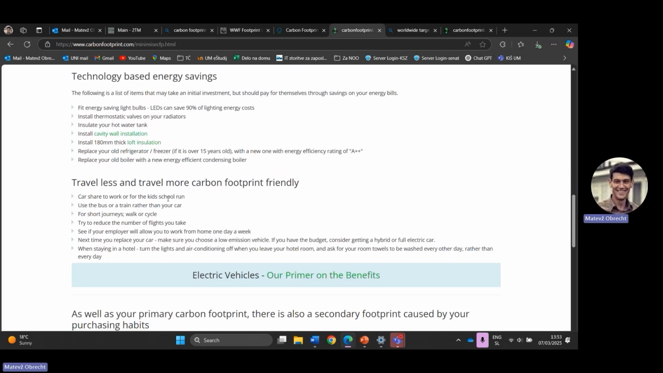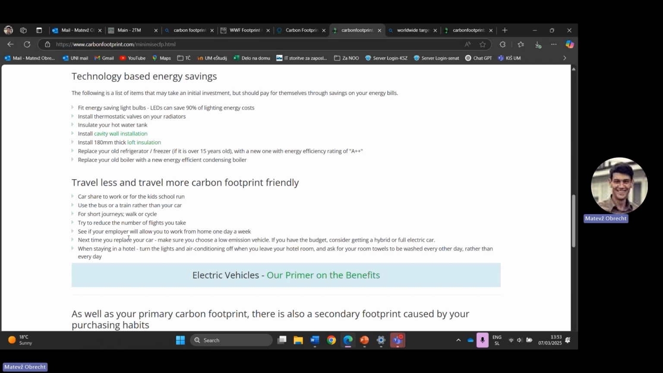Travel less, travel more carbon friendly. So share a car, use bus and train and public transportation, walk and cycle for shorter distances, try to reduce the number of flights, try to reduce the mobility needs. So try to promote home office, for example. This is also the way how you reduce the carbon footprint, and choose low emission vehicles.